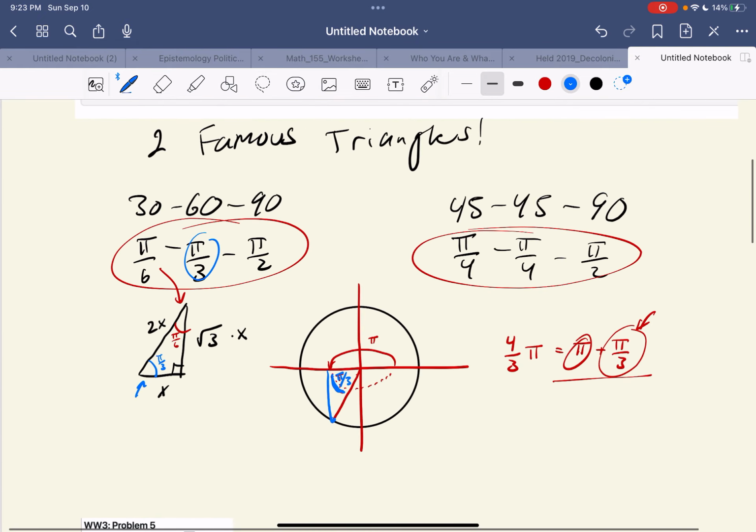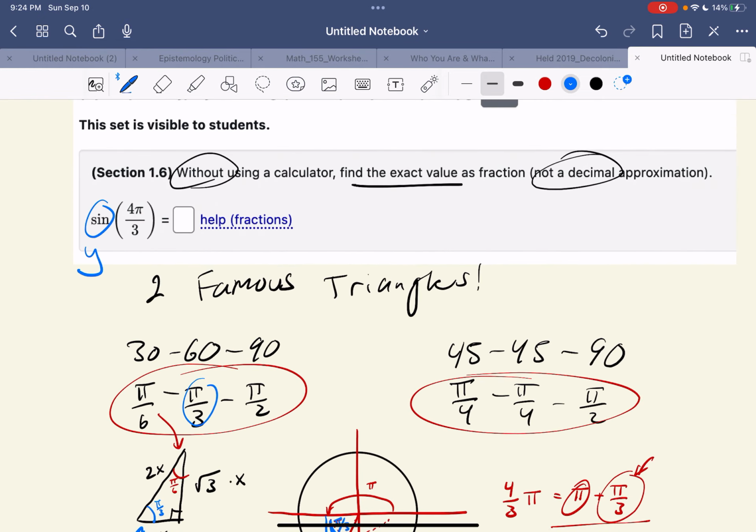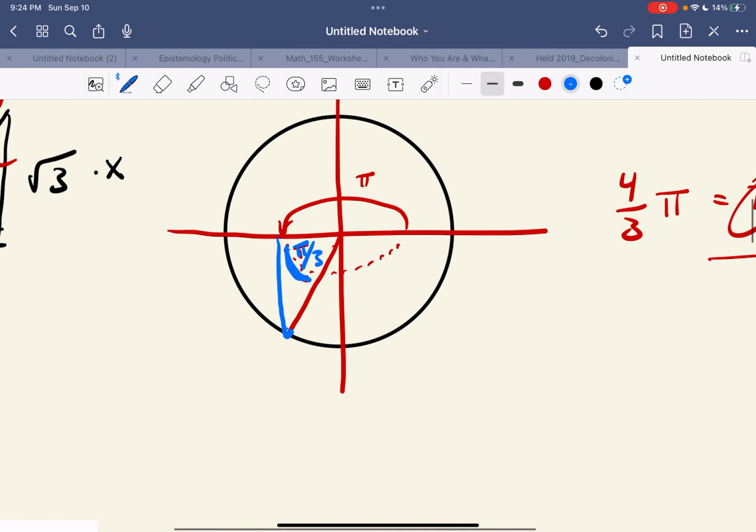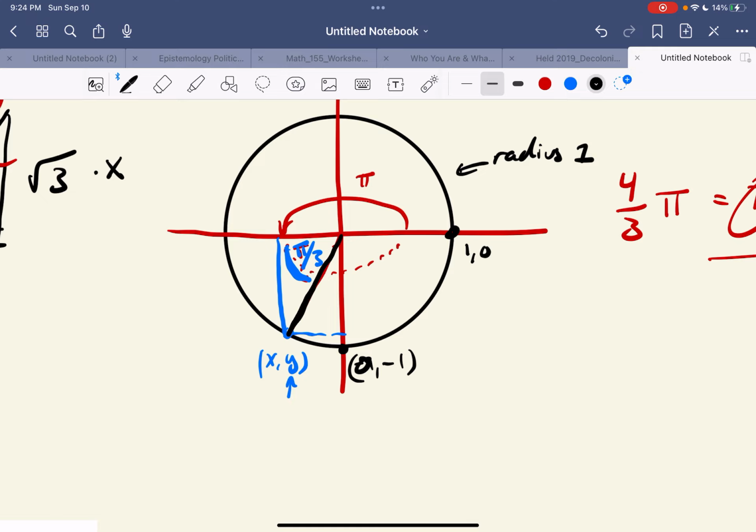So this dot here, what do we care about? Sine. So that's the y value. It's got x and y. We care about the y value of this dot. All right, so we can see that it's negative. This is a unit circle, which means it has radius 1. So for example, this spot here is 1, 0. This spot here is 0, minus 1. And it also means this hypotenuse here is length 1.